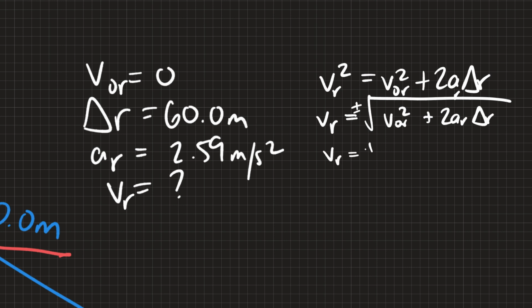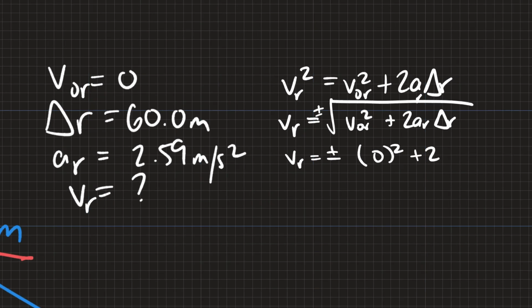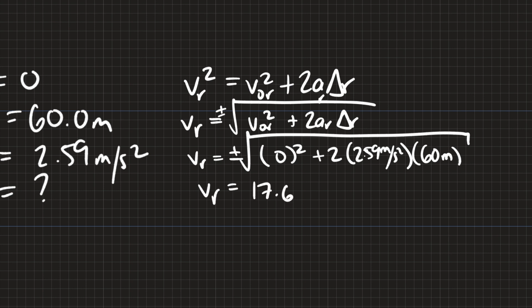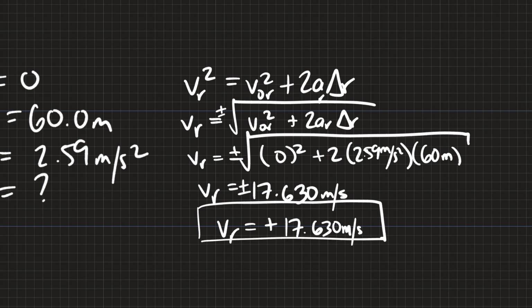Okay, so v sub r equals positive or negative the square root of, let's see, v naught r is 0 squared plus 2 times the acceleration, 2.59 meters per second squared, times delta r, which is 60 meters. So put a square root over all of that. V sub r equals, so I'm getting 17.6295, so we'll call that 17.630 meters per second. Noting that we're going to have 3 sig figs in the final answers here, so we're going to call this a positive because I've just decided that r is downhill. So 17.630 meters per second. I'm not worried about sig figs in this answer yet, right? We don't round early. Okay, cool.